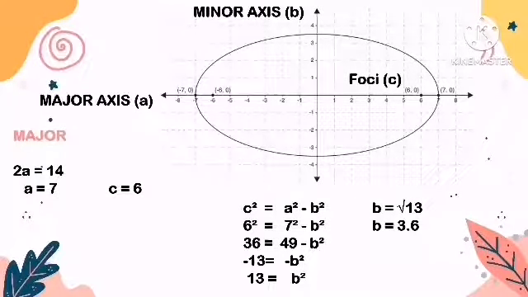From our graph, the indicated foci are (-6, 0) and (6, 0). So automatically our c, or our foci, would be 6.